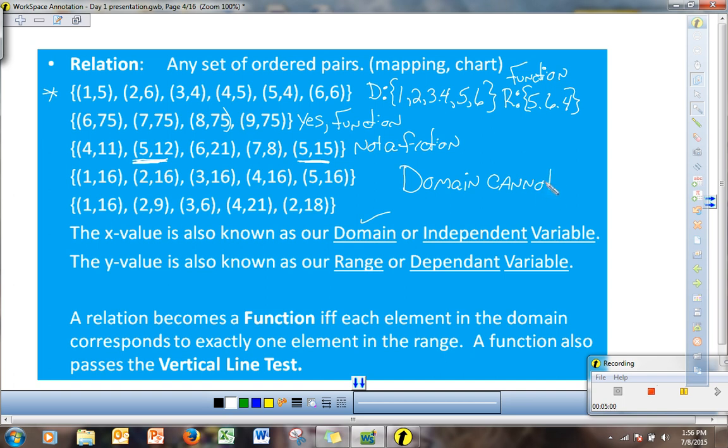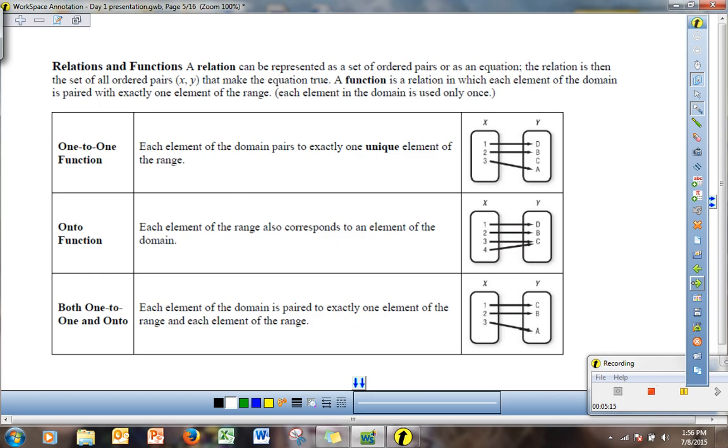The domain cannot repeat. Your ranges can, because notice that example right there. So the ranges could repeat. Let me go over to the next page on your notes. These will be on your notes.